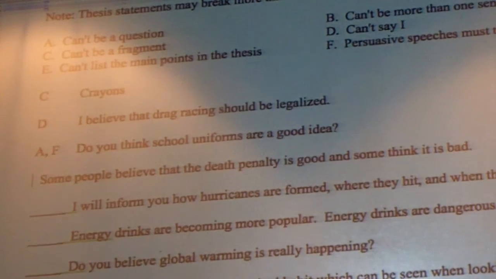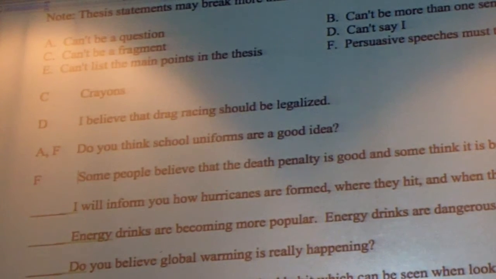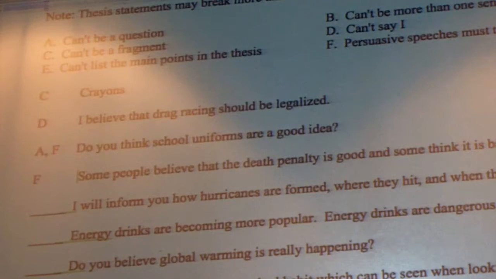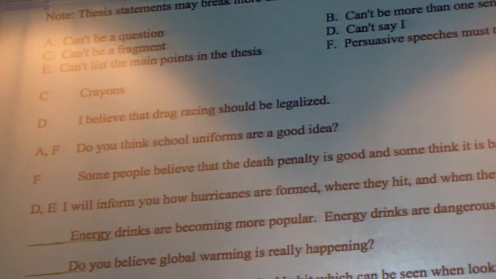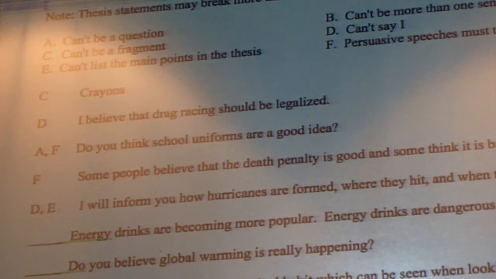Okay, so what's wrong with the next one? Doesn't take a stand. That's the only thing wrong with it, right? We don't know what side they're on. Do they think it's good or do they think it's bad? They're presenting both sides. I will inform you how hurricanes are formed, where they hit, and when they hit. Can't say I, and it listed the main points. How they're formed, where they hit, when they hit. That can't be in there. That will be in the sentence I teach you tomorrow. So that's D and E.